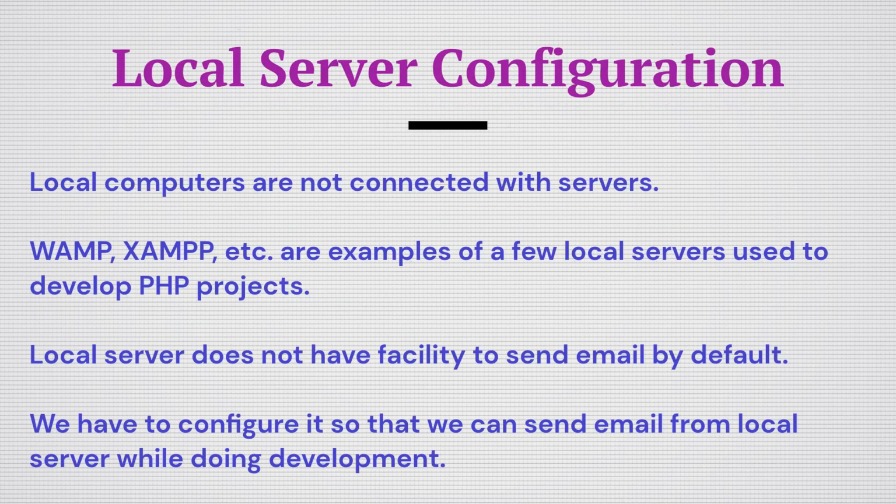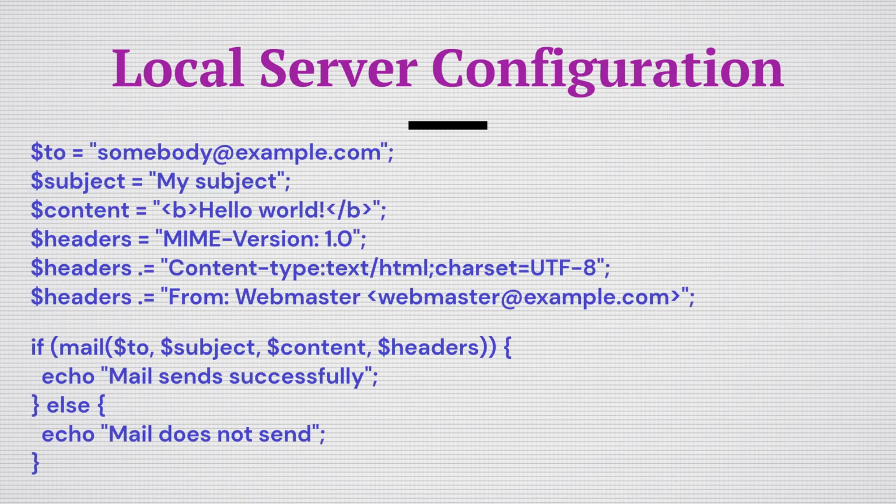When we are working on our local or personal computers, we do not use servers over the hosting and work on local servers such as WAMP server, XAMPP server, etc. For sending mail from the local server we have to configure the local server. We will explain how to configure the WAMP local server on the Windows operating system to send mail. Let's explain with this simple example. Here we are sending an email to a recipient. If mail delivers successfully, then we will get a success message, else a failure message.